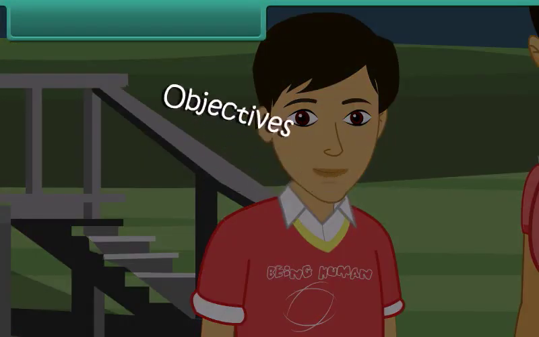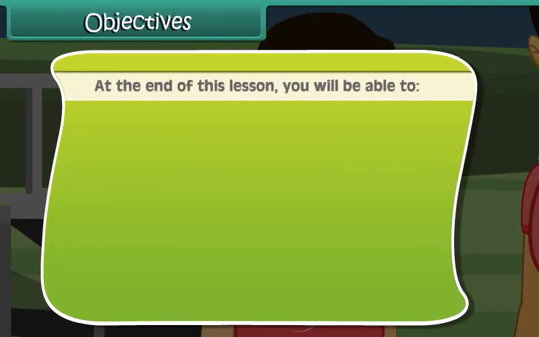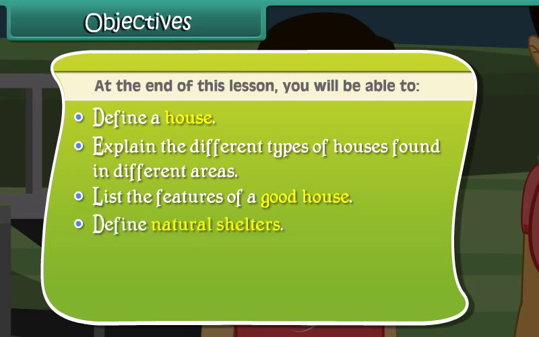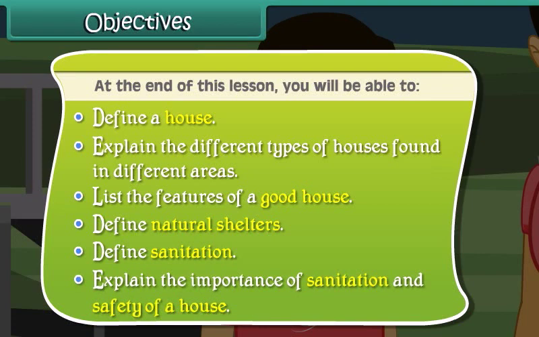Objectives. At the end of this lesson, you will be able to define a house, explain the different types of houses found in different areas, list the features of a good house, define natural shelters, define sanitation, and explain the importance of sanitation and safety of a house.